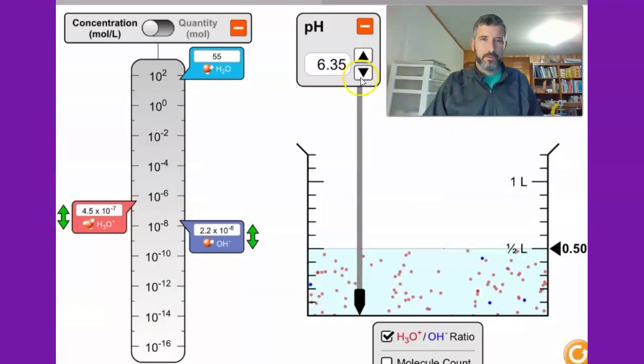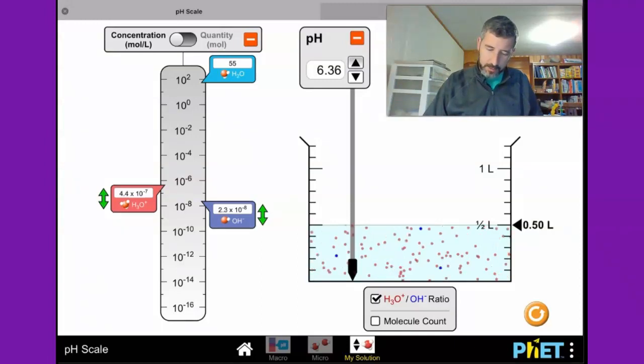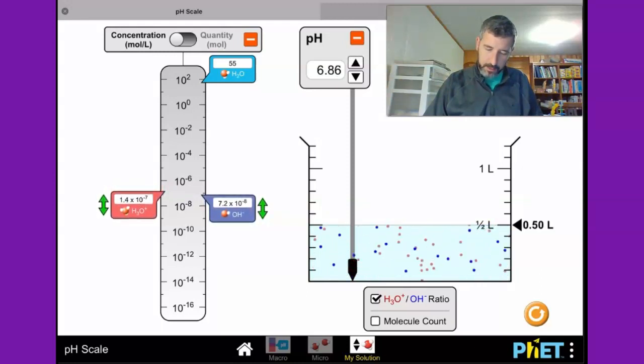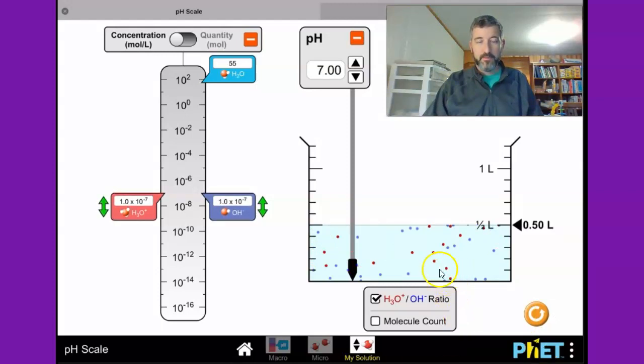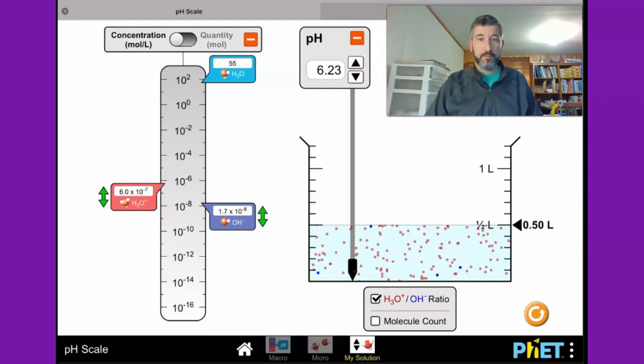Let's bring this back to, oops, didn't mean to do that. There we go. Let's bring this back to neutral, back to 7, and see again what it looked like. So at 7, there was pretty much the same number of blue and red. But by adding more of the hydronium, very quickly the blue starts to go away and the red starts to show up. Now their concentrations are still very, very small. Remember my sugar water example, my concentration was 0.5. Well, these are like 6 times 10 to the negative 7, 1.7 times 10 to the negative 8. Really, really, really, really small concentrations, right?